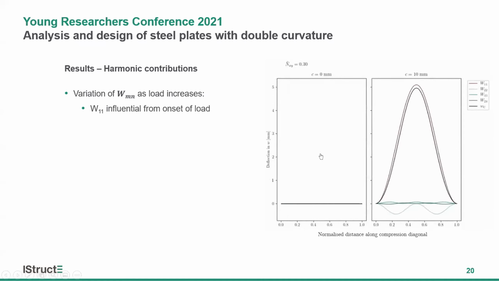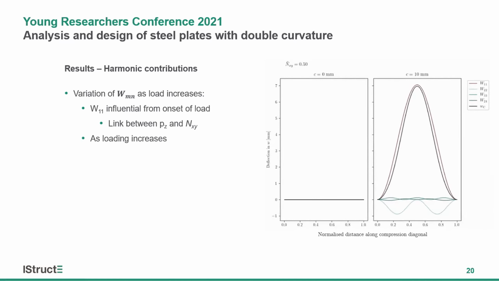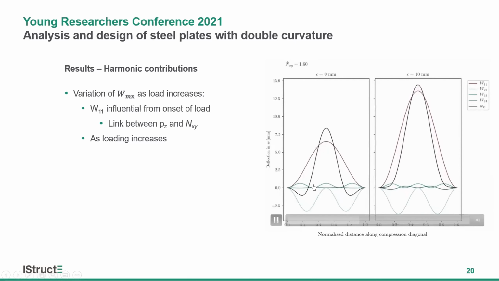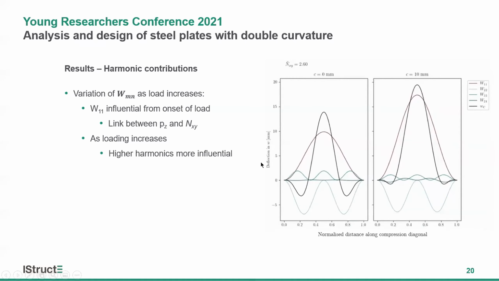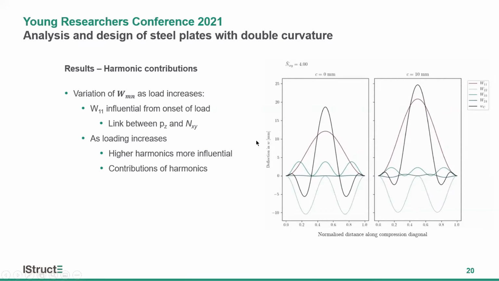And as you can see from the onset of loading, the W11 is influential in the hypar, whereas the flat plate has a trivial path. This again shows us the link between the out-of-plane pressure loads and the membrane shear that we discussed earlier. And as loading increases, we see that finally the flat plate buckles, but interestingly, the higher harmonics become more influential, and the contribution of the harmonics in the hypar and in the flat plate are quite similar, which gives us an idea as to why the hypar begins to behave as an imperfect flat plate.